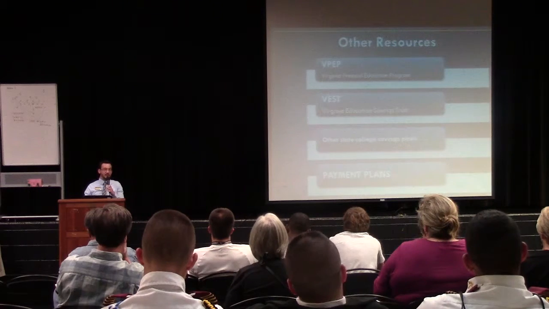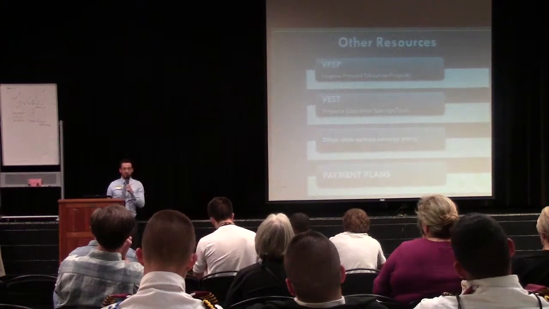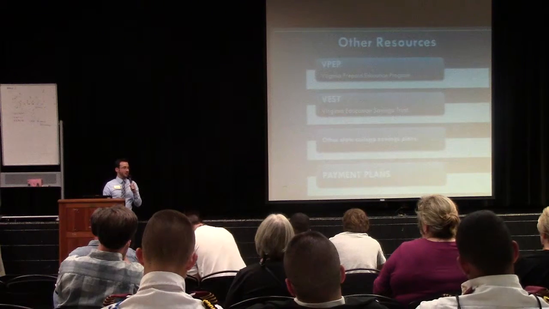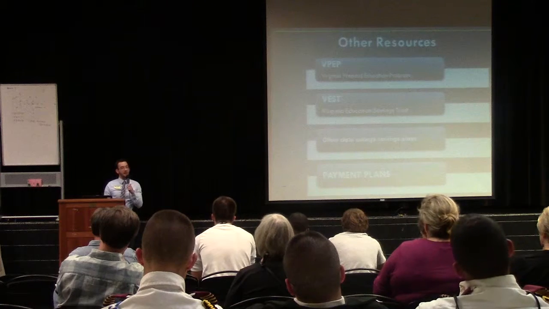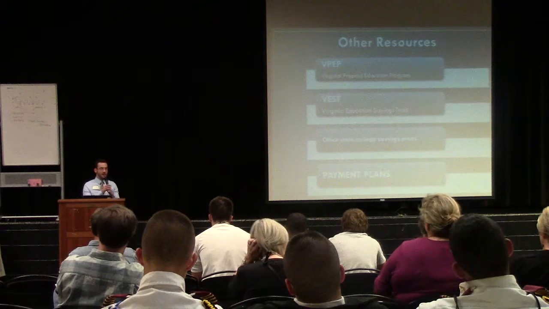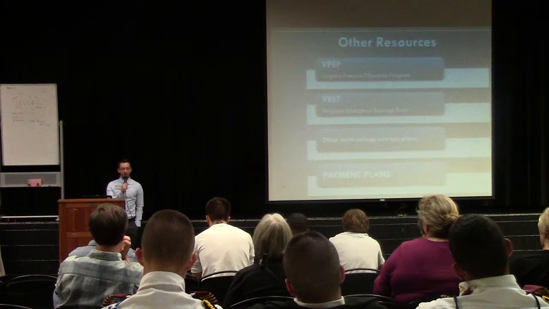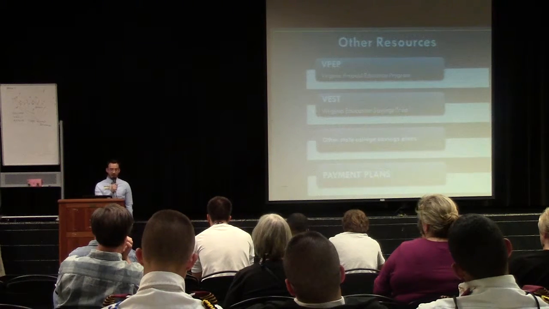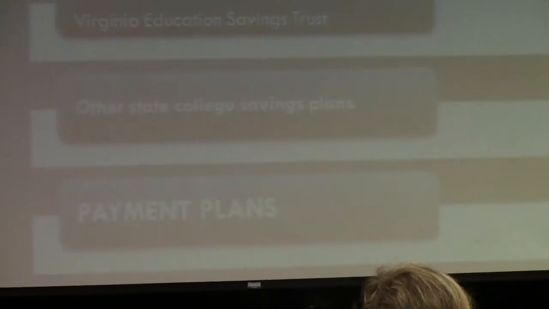Finally, some other resources to help you manage the cost of education if you do get your financial aid award. Maybe there's some outside scholarships thrown in there, but you want something else to help you, like I said, manage the cost. The Virginia Prepaid Education Program, VPEP, is very, very popular. The Virginia Education Savings Trust, or VEST, is another 529 plan like VPEP that you can set up, or maybe you have been setting up to help you manage educational costs.